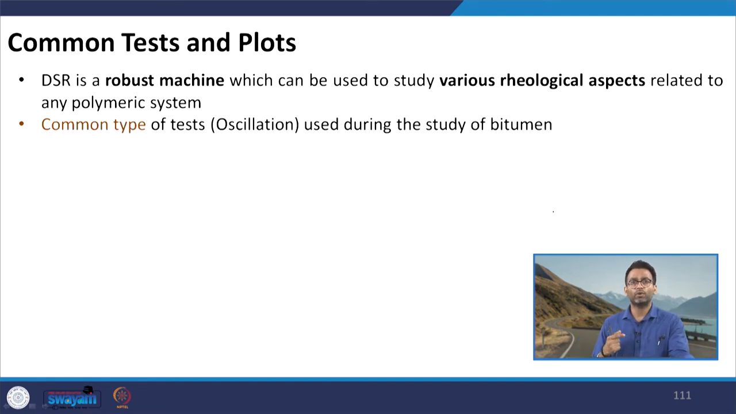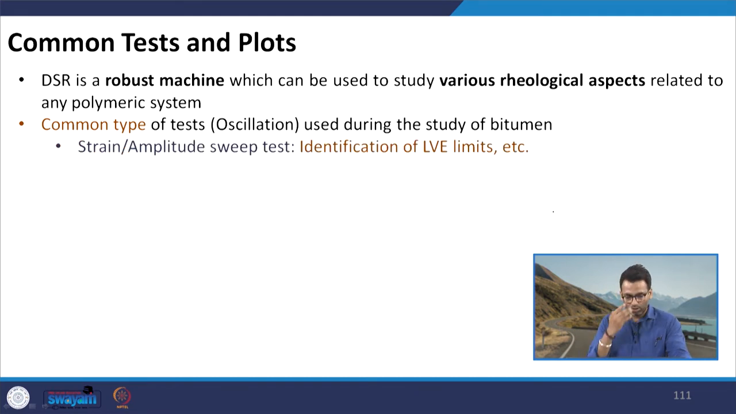A common type of test used during the study of bitumen includes the strain sweep or amplitude sweep test. So what is a strain sweep or amplitude sweep test? Here we are trying to see the variation of any viscoelastic parameter, let us say complex modulus, with change in strain level or stress level. Why do we need to do this test? Maybe to identify the LVE limit. So that is one such parameter which can be assessed using a strain sweep test.